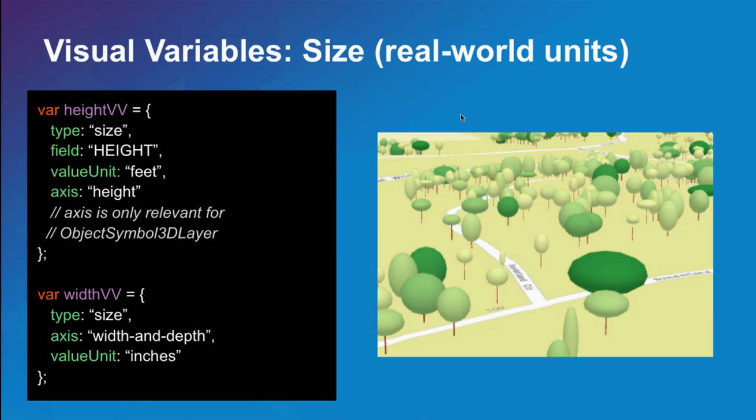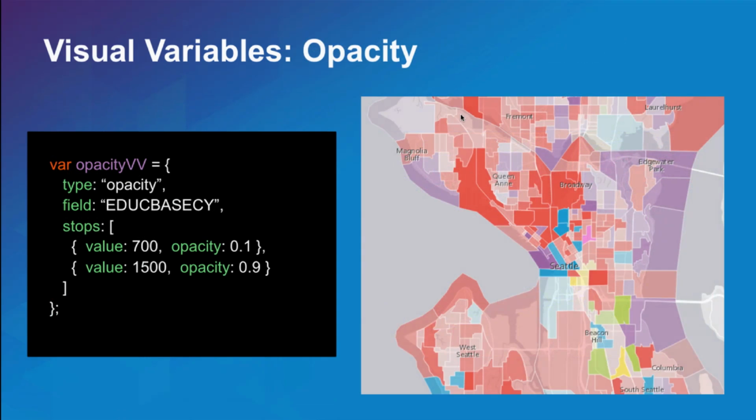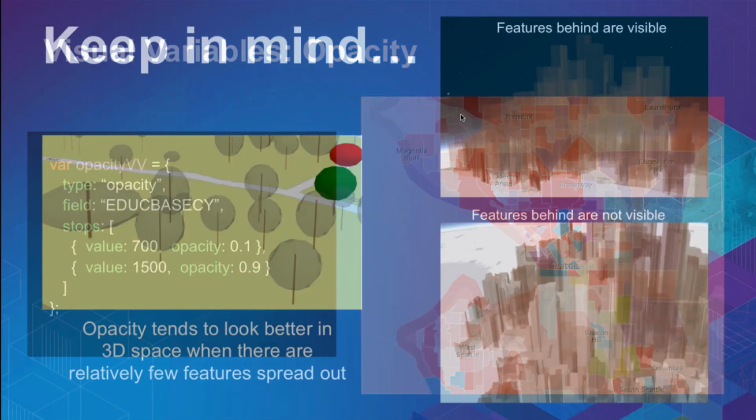So you don't have to do those conversions from meters to whatever other unit. That makes it more complicated. So it's really handy to just put that unit into the value unit property and it takes care of it for you when you're mapping the real world sizes. And then there's opacity. This is no different than 2D. You can drive the opacity based on a field value and set the stops like you would color.